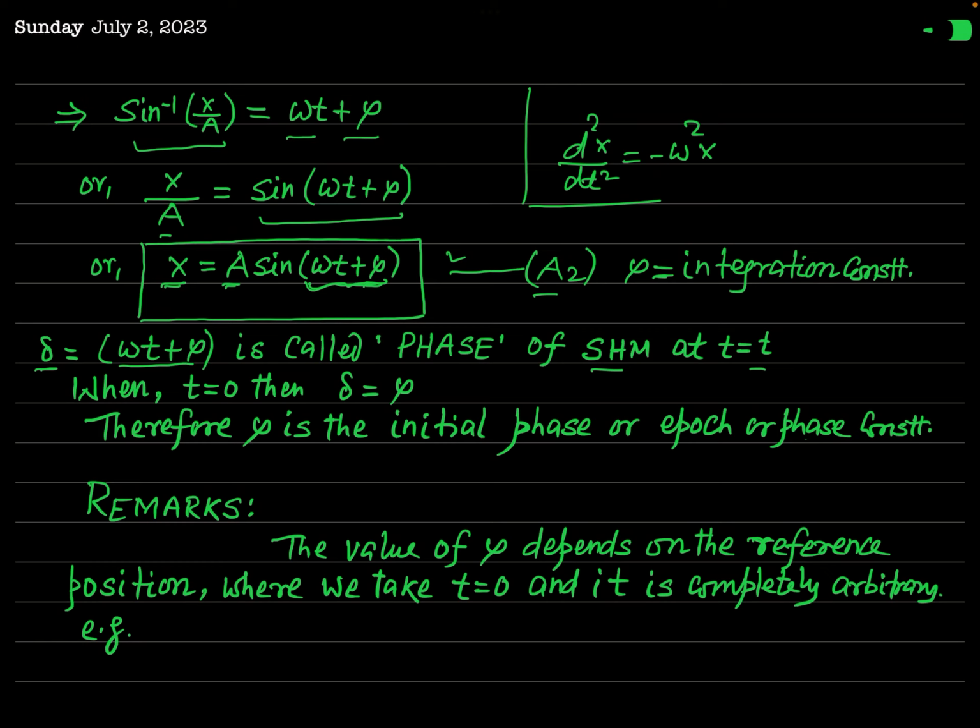Now, if we consider that t is equal to 0, it means your aim is to find the phase of the simple harmonic motion initially, at 0 time. You can see this will be simply equal to φ, and that's why this constant φ is known as the initial phase. Why do we call it initial phase? Because it is the phase of simple harmonic motion at the initial time, that is at t equal to 0. So φ is called the initial phase. Actually this φ is also known as epoch or phase constant.